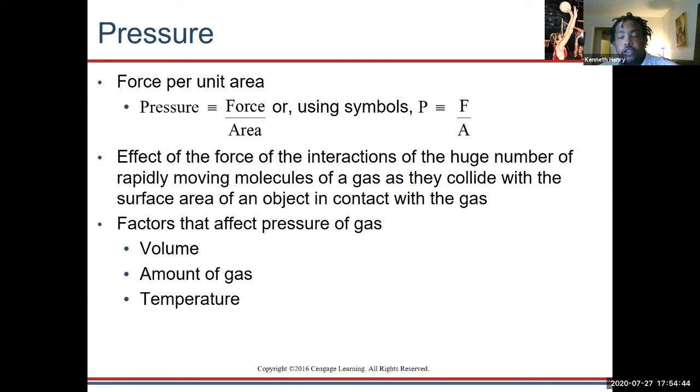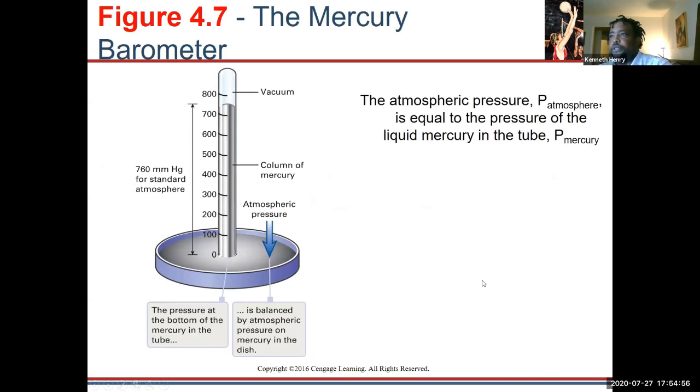Okay, so we know that volume is going to affect it. The more you push in there, it's going to affect the quantity, and then also the temperature. All three are going to affect pressure, right? So pressure is important, in other words, and we need a way of measuring pressure. One of the ways that we can measure pressure is by using a barometer, right?